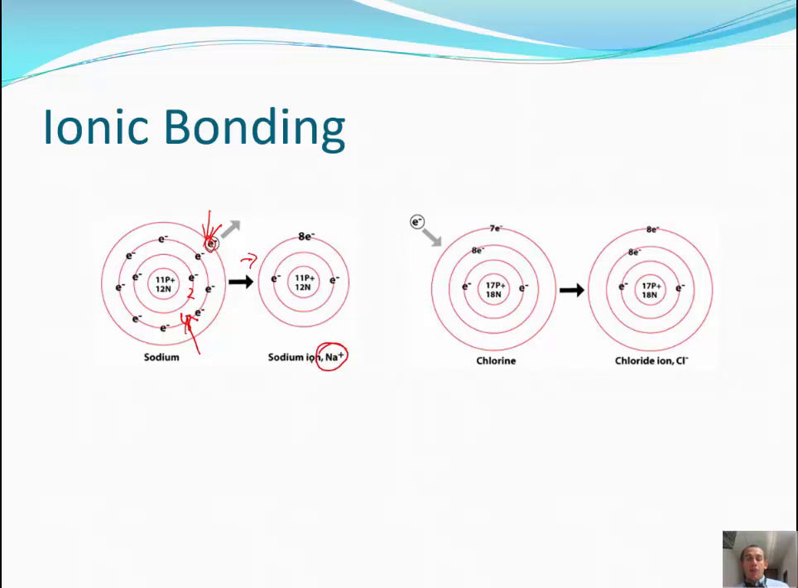But now it's not an atom because it's not neutral. It lost an electron. It's got 10 total electrons and 11 total protons, which means it's got a 1 plus charge, so it's a sodium cation.